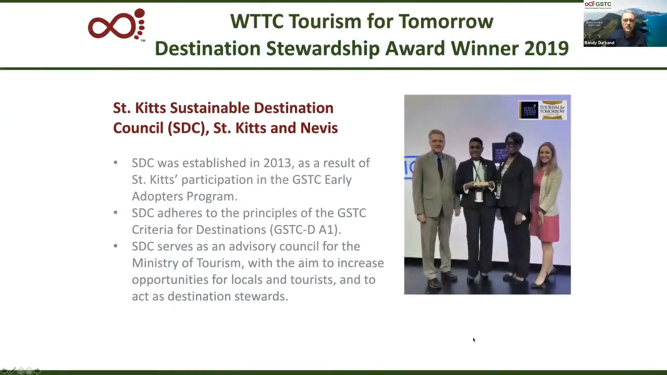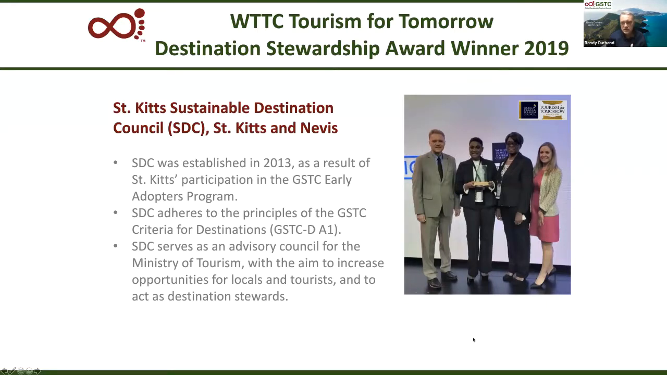The Tourism for Tomorrow Awards at WTTC, unfortunately, were suspended, not because of coronavirus. The WTTC unfortunately decided to stop these. We consider these among the finest awards programs in the world. St. Kitts and Nevis Islands in the Caribbean were the winner of the prestigious award on destination stewardship. And the judges specifically pointed out that a key piece was that their SDC, their Sustainable Destination Council, was a key driver. And this is a very interesting point that I really want to emphasize.